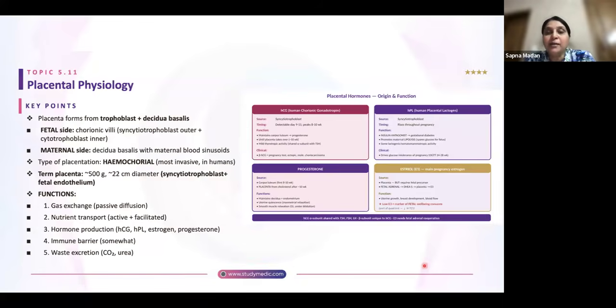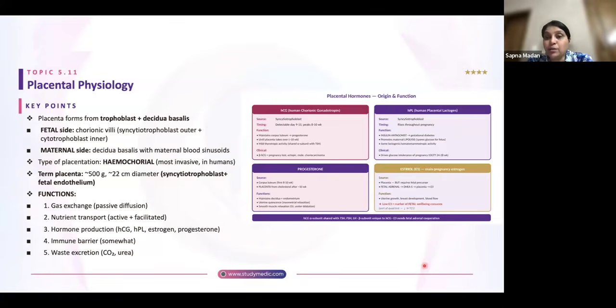hyperthyroid features can step in, and those are not to be treated, okay, in the first trimester unless you are sure that this is hyperthyroidism. Clinically, beta-HCG is used for pregnancy test. It is very useful for ectopic management and in following up molar pregnancy and choriocarcinoma.